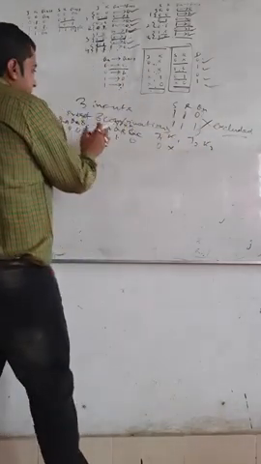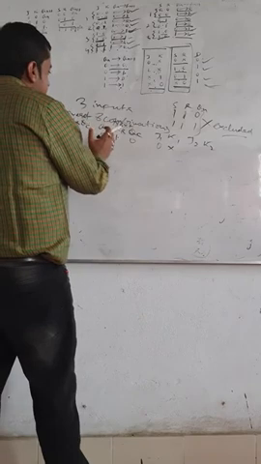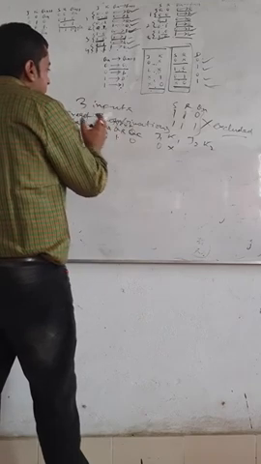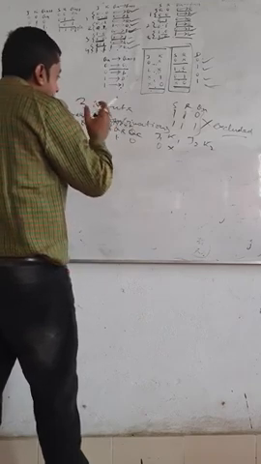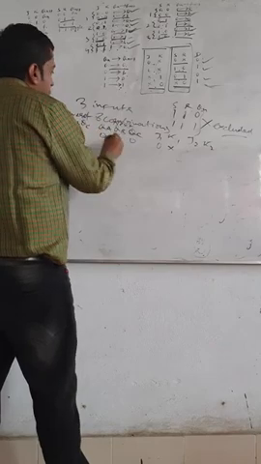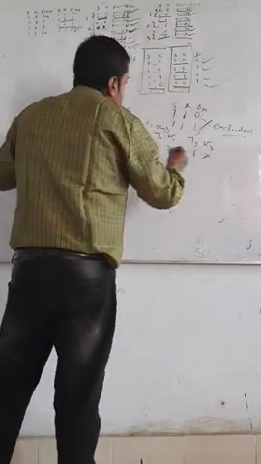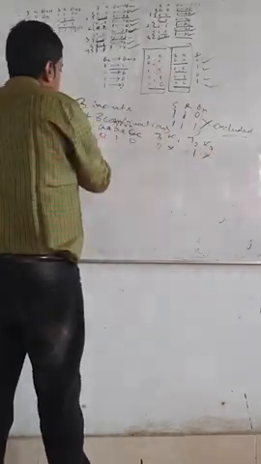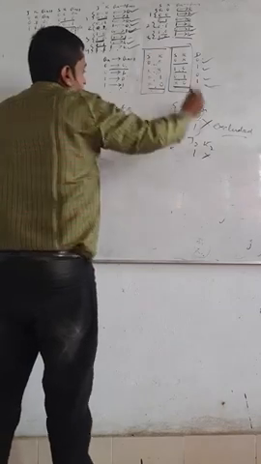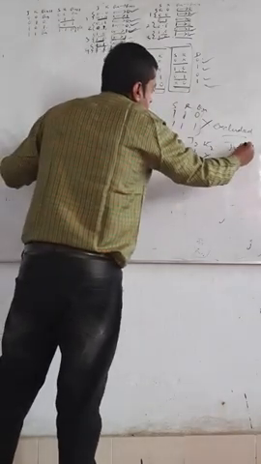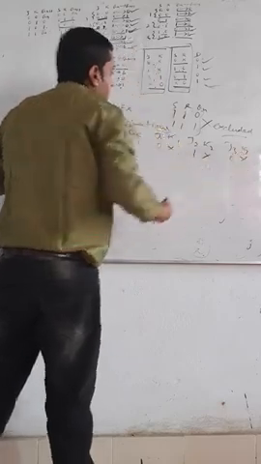3 bits means 3 flip flops. 3 bits means 3 flip flops, one flip flop assigned for each bit particularly. So 0 to 1 means 1 don't care. From here, 0 to 0 means here, 0 don't care. J3, K3 is 0 don't care.